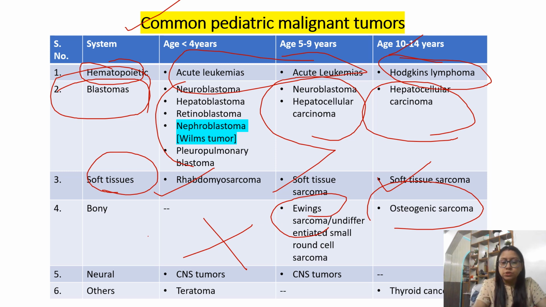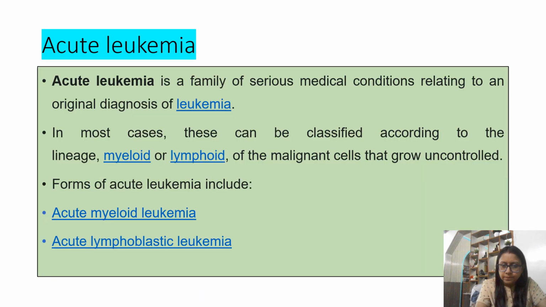Then neural tumors, most commonly CNS tumors in less than 4 years. Till 9 years you can expect CNS tumors. Then in less than 4 years, another tumor which you can see is teratoma. In 10 to 14 years, you can see thyroid carcinoma.